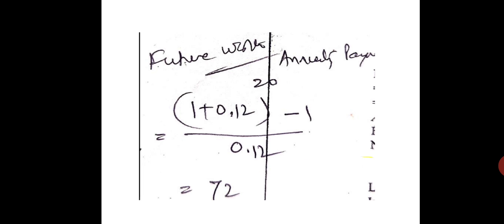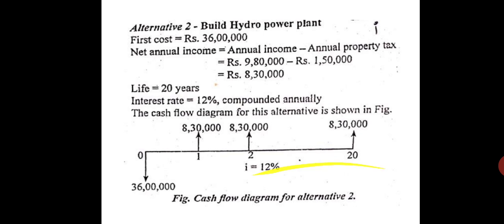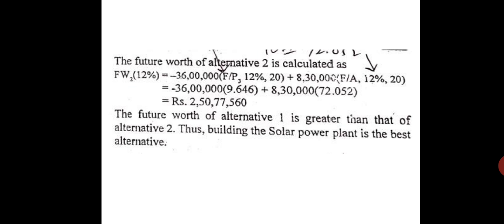So we can see the future worth of alternative 1 is 3 crores. You can see here 3 crores 25 lakhs is greater than this 2 crores 50 lakhs. Hence the future worth of alternative 1 is greater than that of alternative 2. Thus building the solar power plant is the best alternative. This is how you use the future worth method.